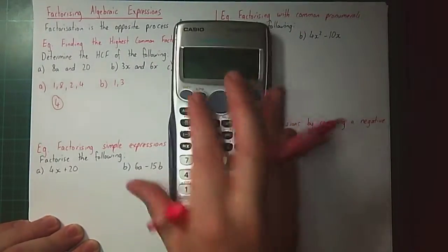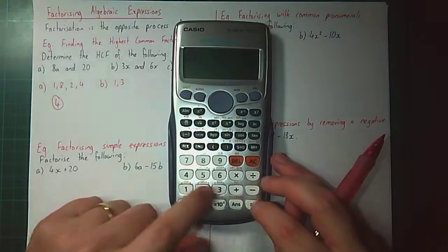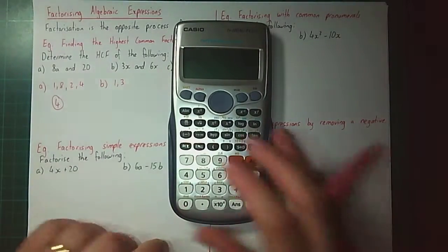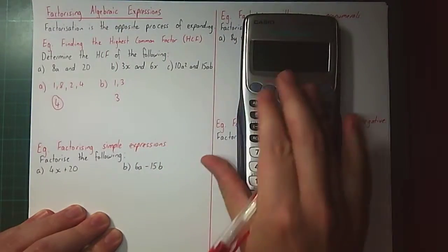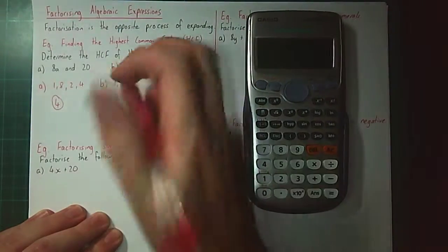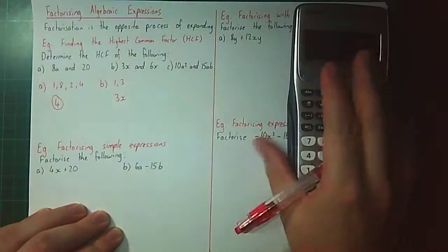Now using 6, we'll see, does 6 work with 3? 6 divided by 3 gives us 2. So that's a whole number, so it works. So 3 is the highest common factor for the numbers. We've got an x as well, so 3x is our answer for B.